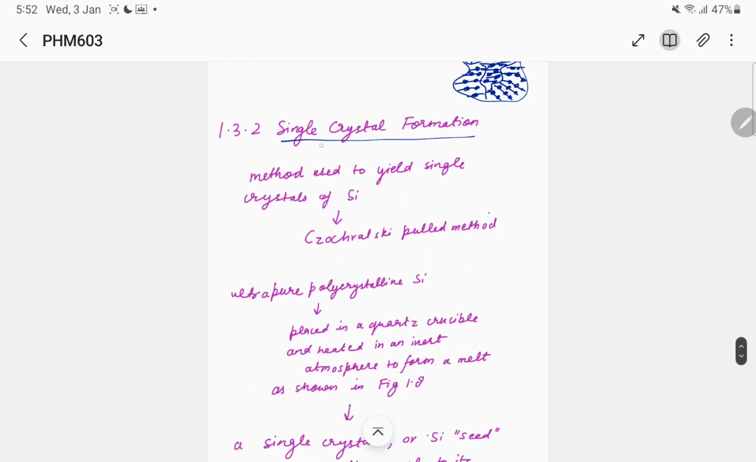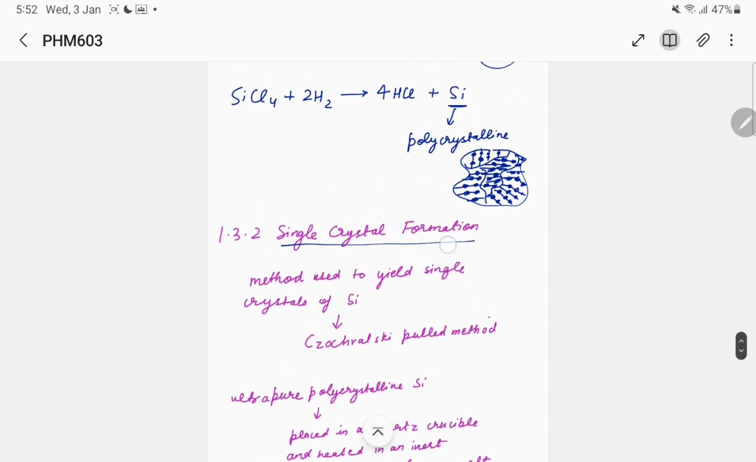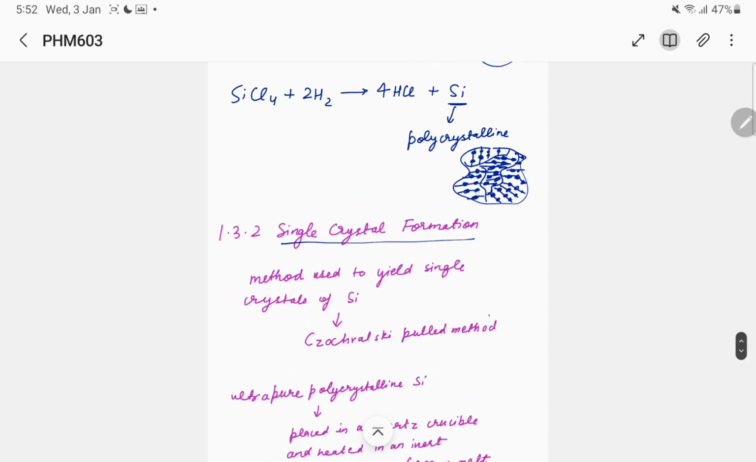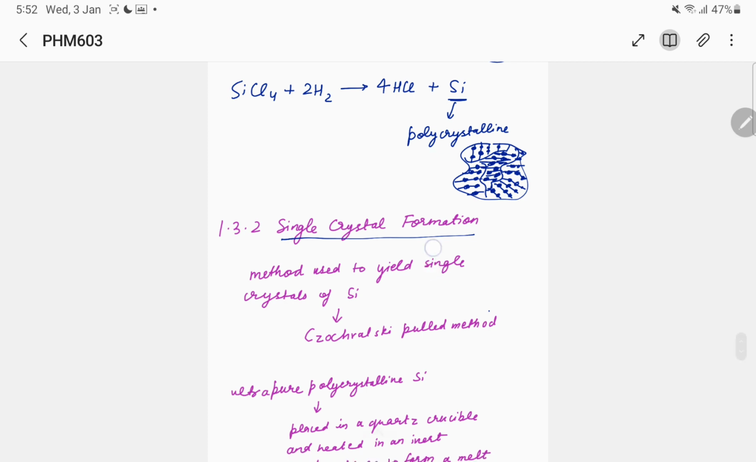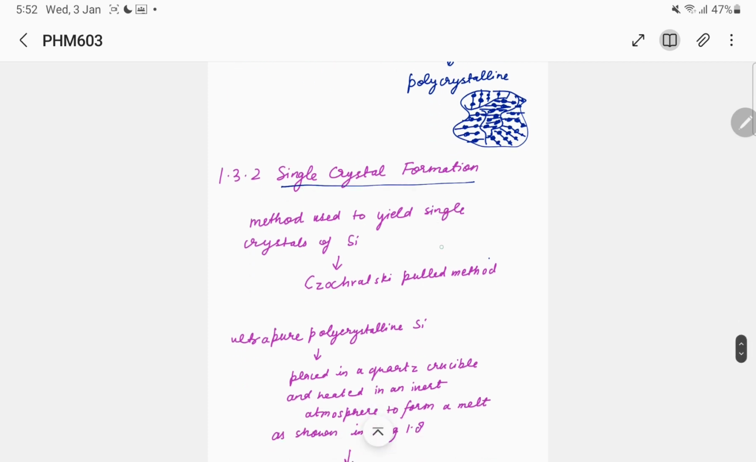And we have 1.3.2, which is single crystal formation. Here the silicon we have found is actually polycrystalline. So there are many crystals, or I can say there are multiple patterns in one crystal. It becomes polycrystalline because there are different variations in this one single crystal. But now how will we get single crystalline formation?